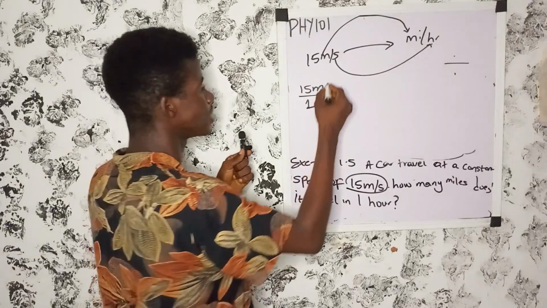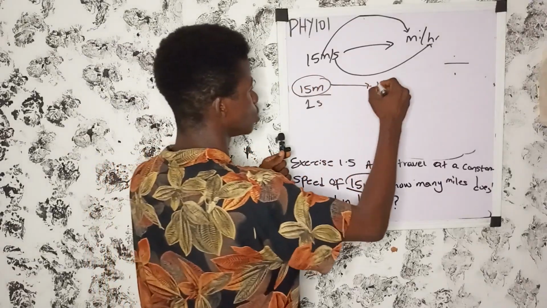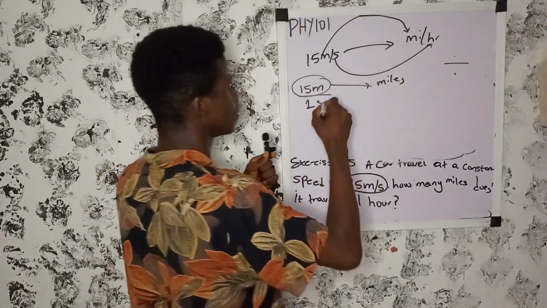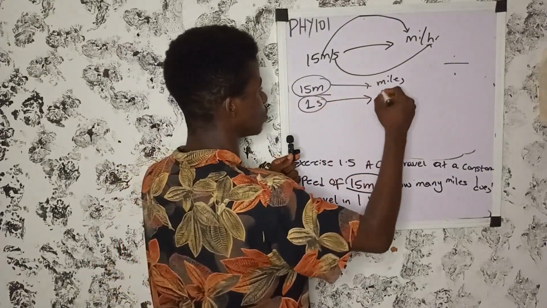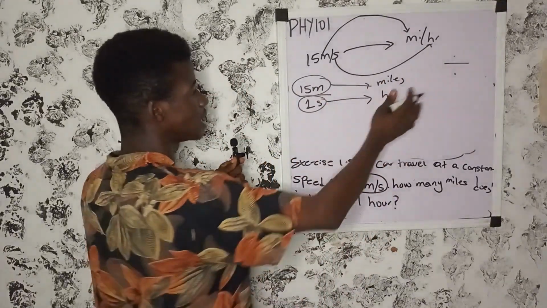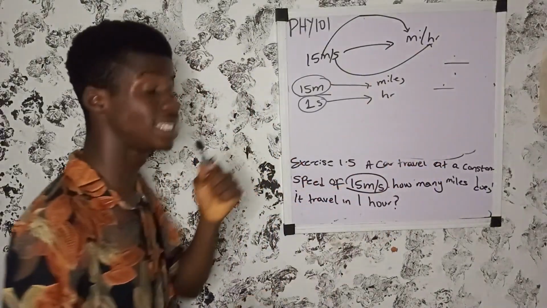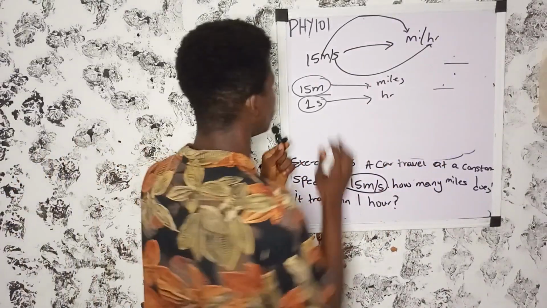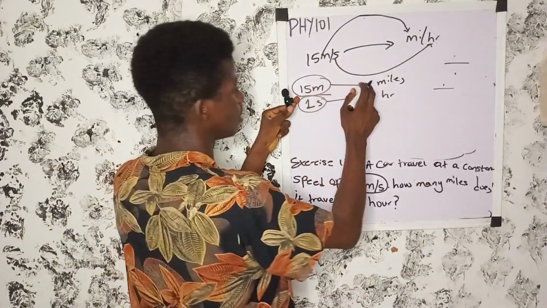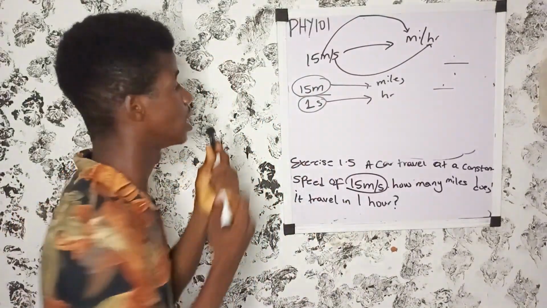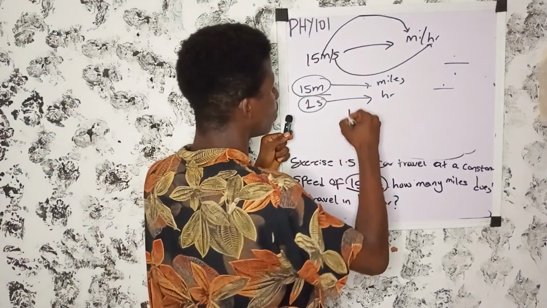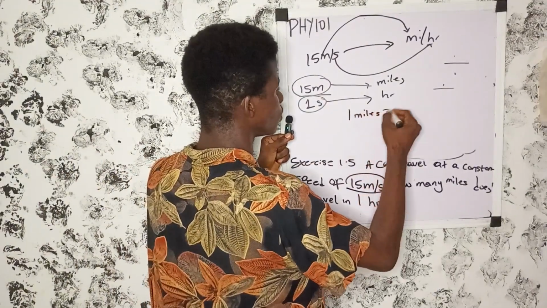So we have to convert 15 meters to miles. Then we have to convert 1 second to hours. Then when we get our answers, we divide them to get our final answer. Now let's first convert 15 meters to miles. How are we going to do it? Remember, I told you guys that 1 mile is equal to what?